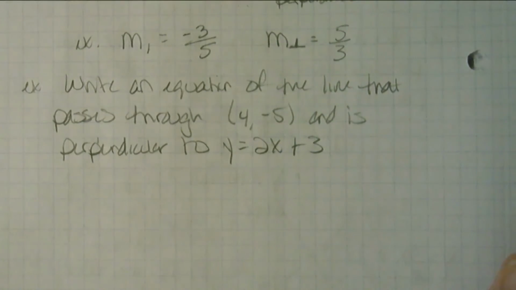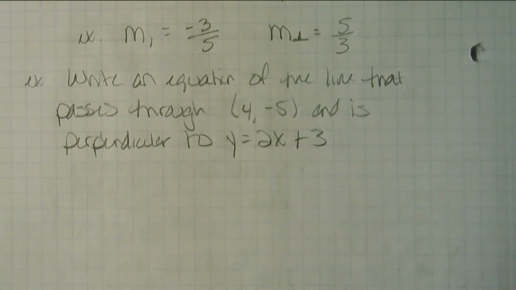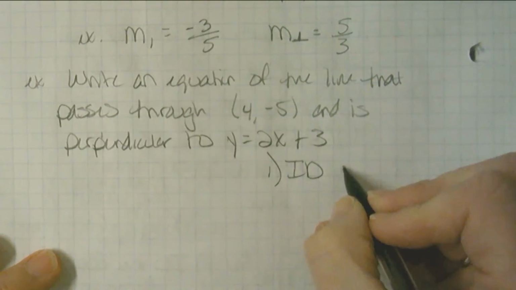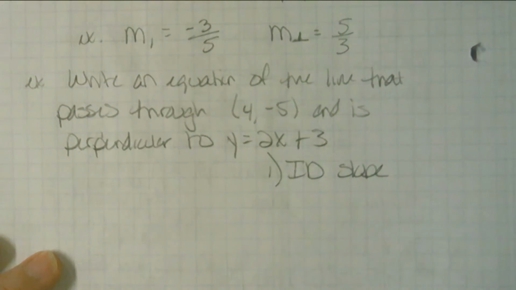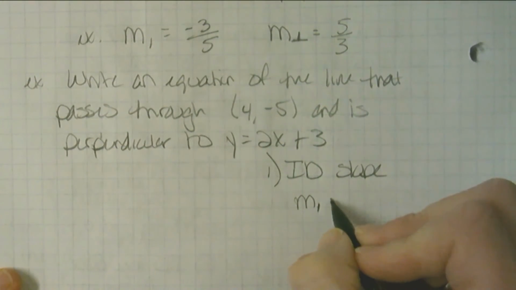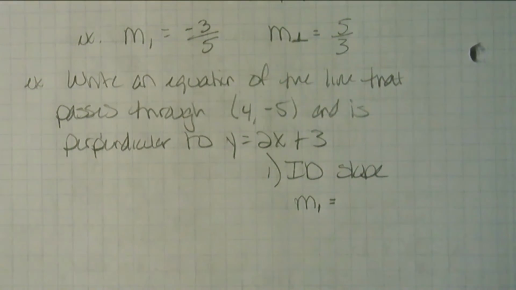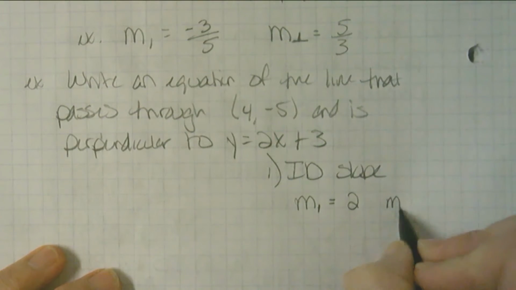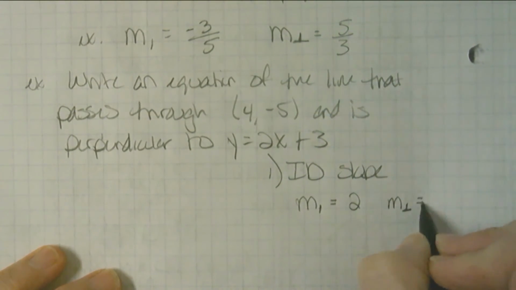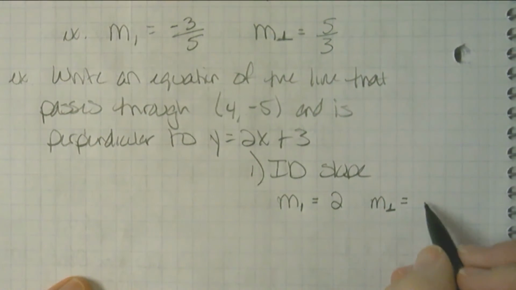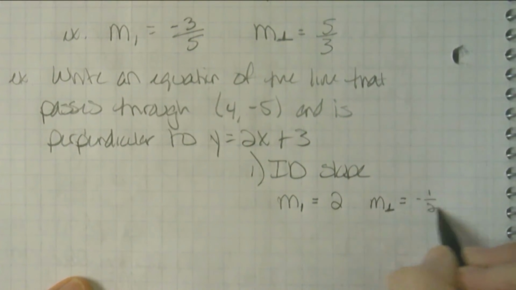The process of this is exactly the same. The first thing you're going to do is ID the slope. All right, so what's the slope in my given equation? Natalie? 2. All right, what then would be the slope in my perpendicular equation? Rita? -1/2. Okay, so I found my slope.